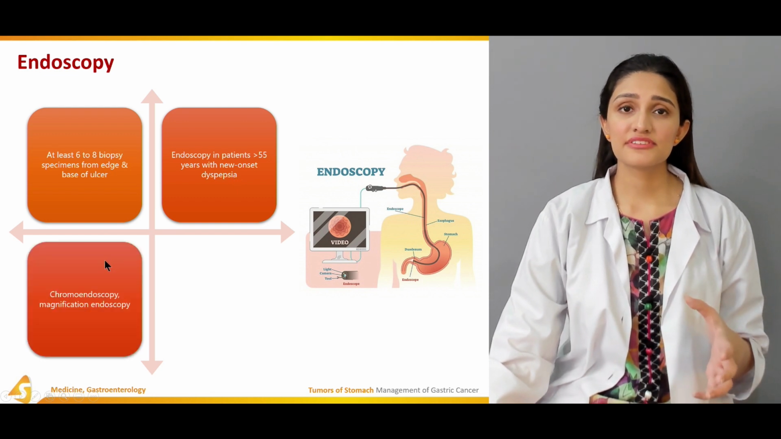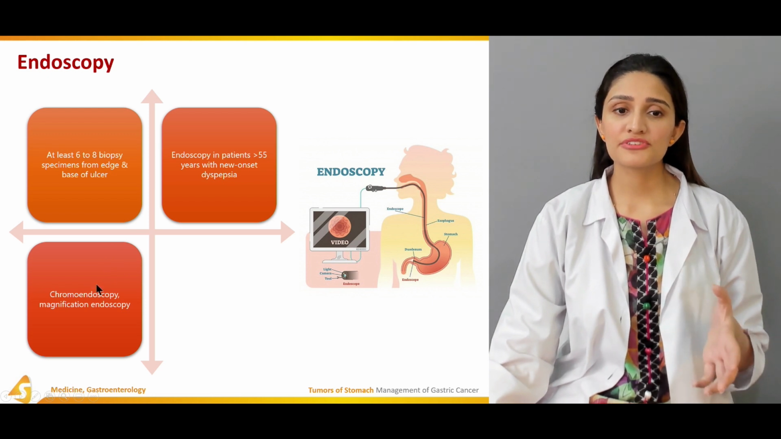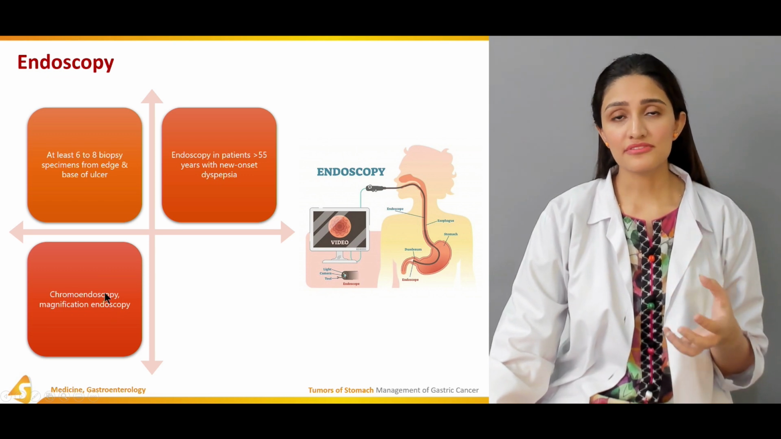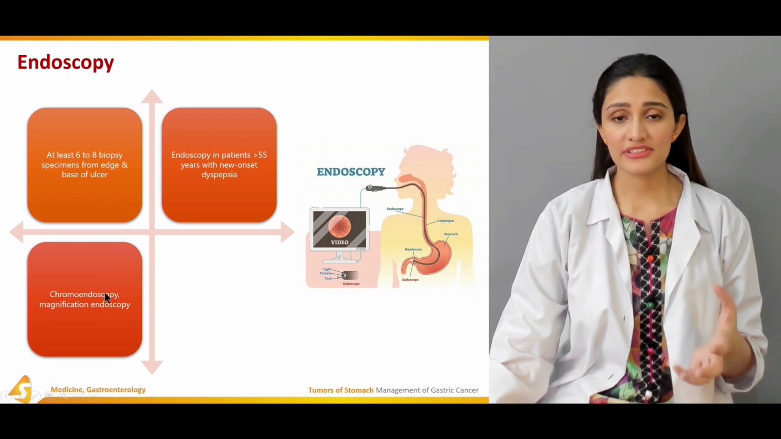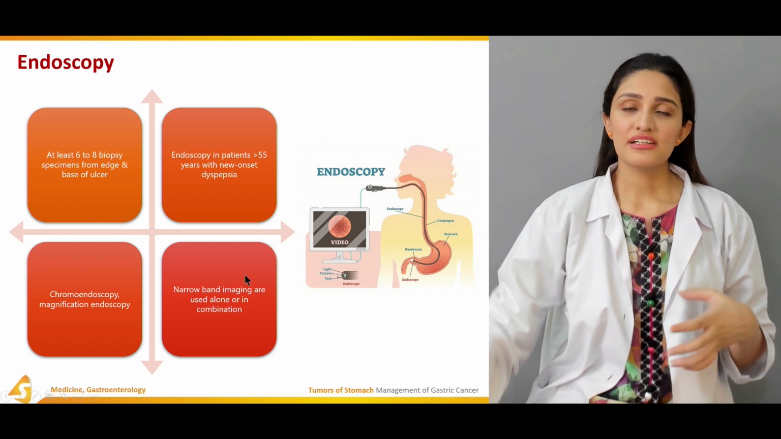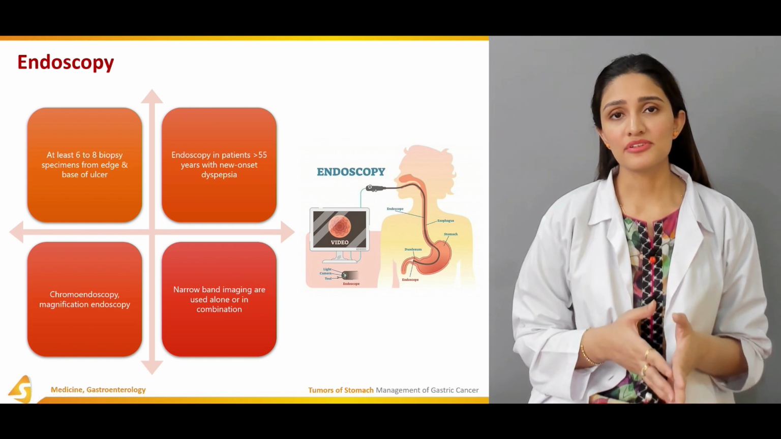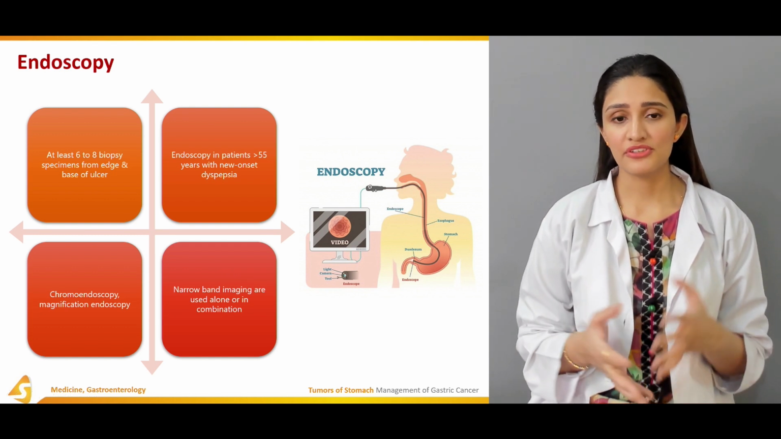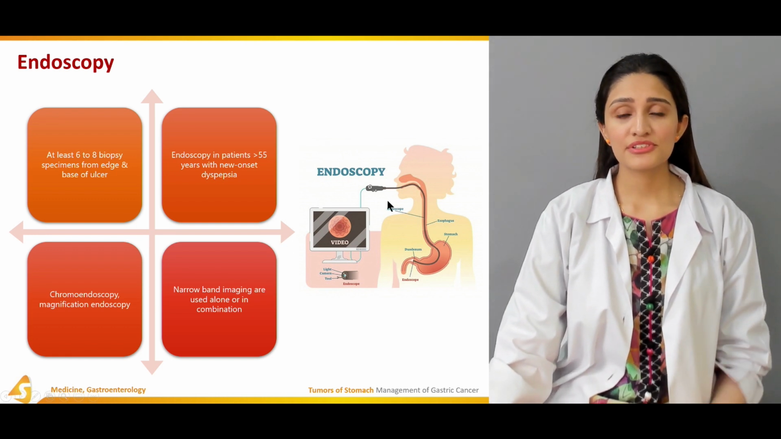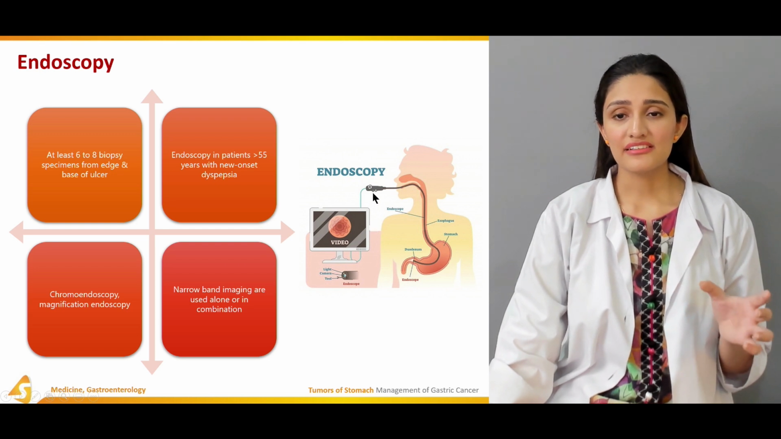Other than that, there are different types of endoscopy methods, such as chromoendoscopy and magnification endoscopy, chromo being the use of a specific dye or stain. And lastly, narrowband imaging is also used, specifically alone or in combination with other types of endoscopy, such as chromoendoscopy or magnification endoscopy.